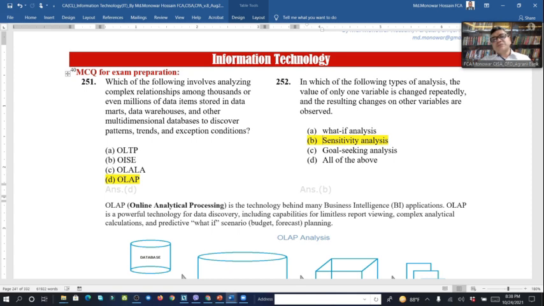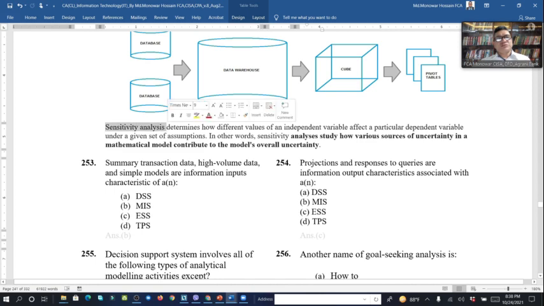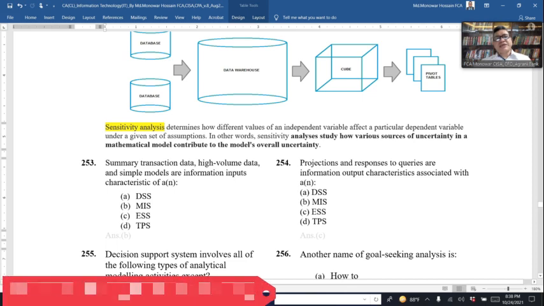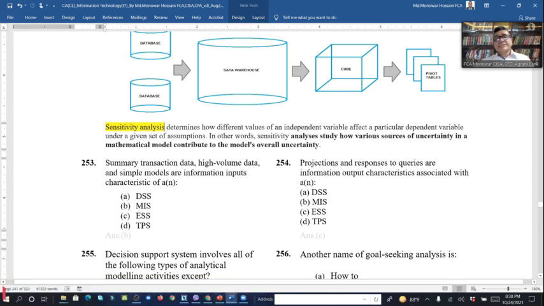Also within the capital budgeting chapter, sensitivity analysis, critical analysis, etc. So in sensitivity analysis, the value of only one variable is changed repeatedly and the resulting change in the other variables is observed. So what is sensitivity analysis? We know it determines how different values of an independent variable affect a particular dependent variable under a given set of assumptions. In other words, sensitivity analysis studies how various sources of uncertainty in a mathematical model contribute to the model's overall uncertainty.